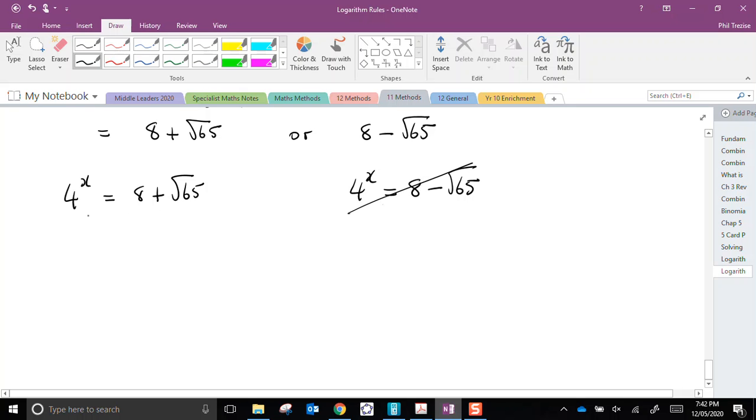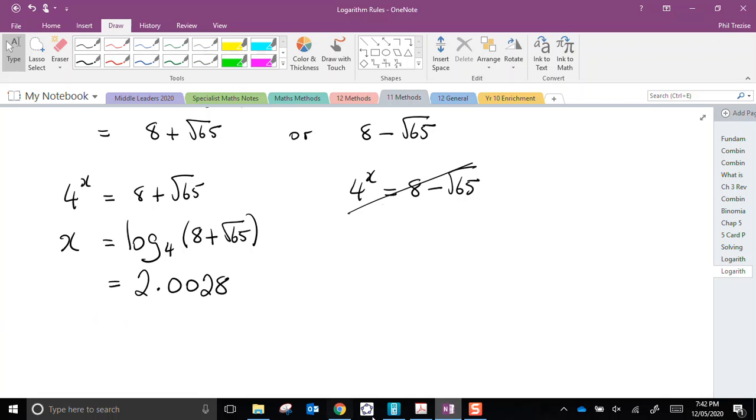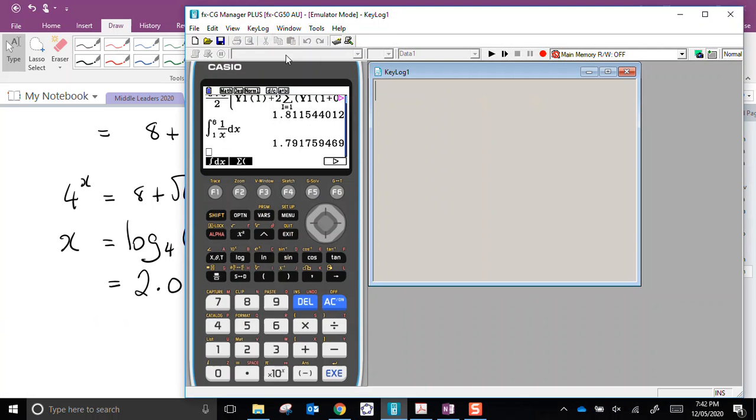Now, this question is perfect for logarithms. If I take log base 4 to both sides, effectively the left-hand side just becomes x, because what is the index on 4 that equals 4 to the x? It's x. And so I just have to write log base 4 of 8 plus root 65. Now when I used my calculator for that one, I got the answer 2.0028. So that's handy. How can I verify that this thing is true?